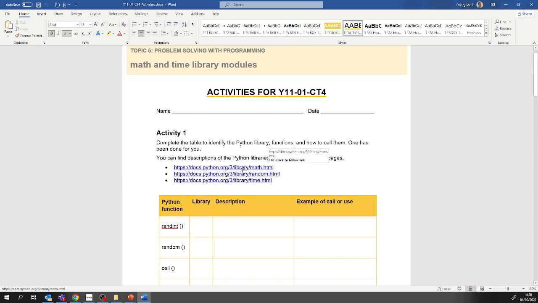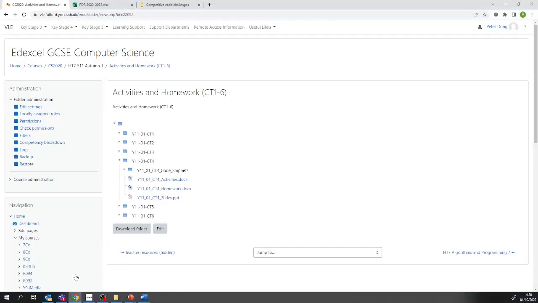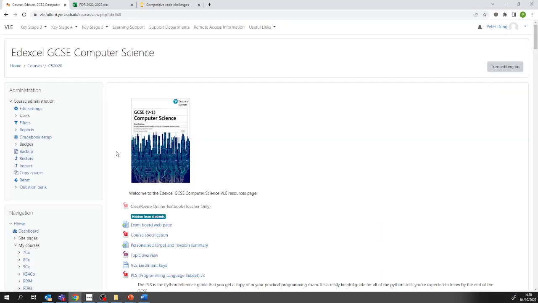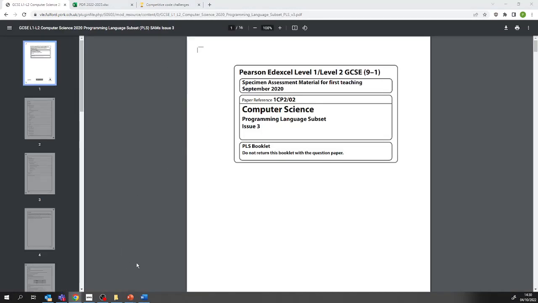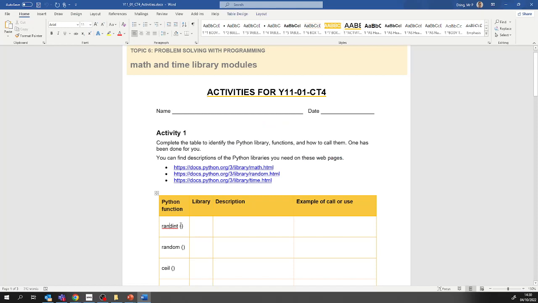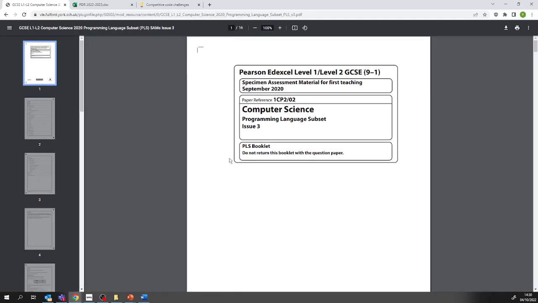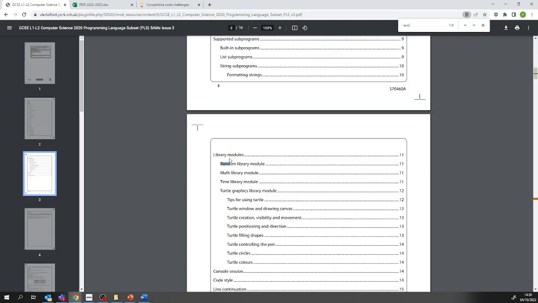So I would avoid these links here. They are interesting, they are relevant, and they're accurate, but you won't have access to them in the exam. So instead of looking at these links, I would recommend that you look at the PLS, because you do have access to that in the exam. So we'll open this up and we'll get ready. Let's see if we've got anything about randomness. Let's see, Control F and Rand.